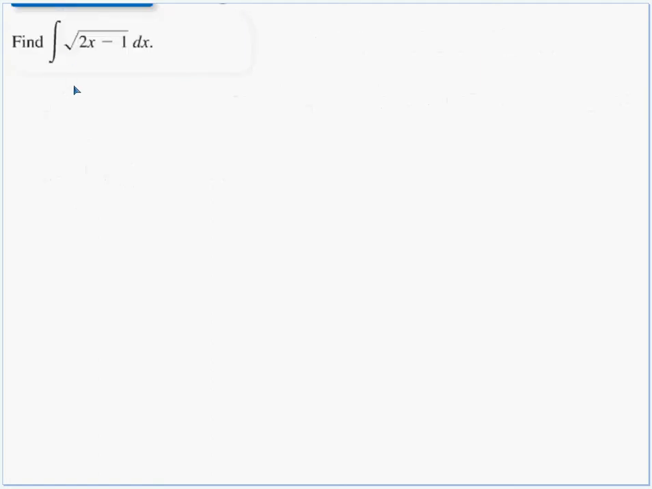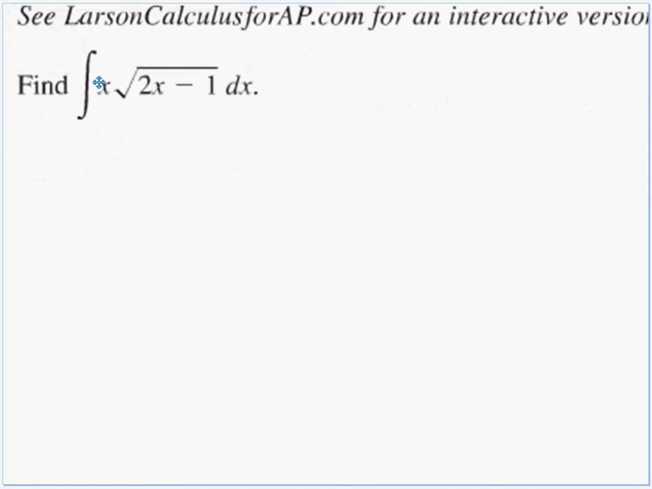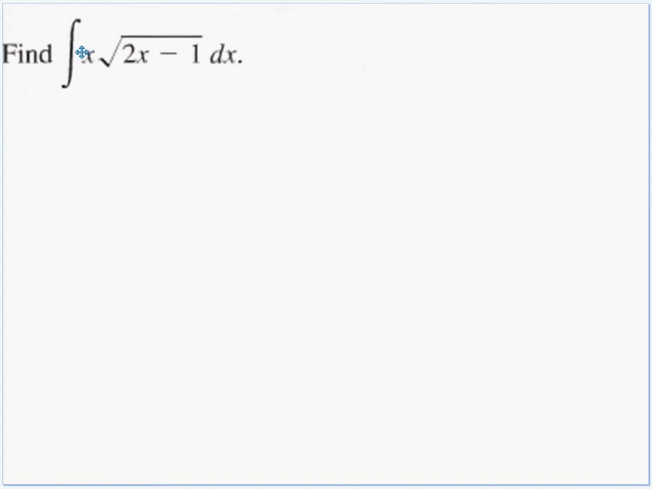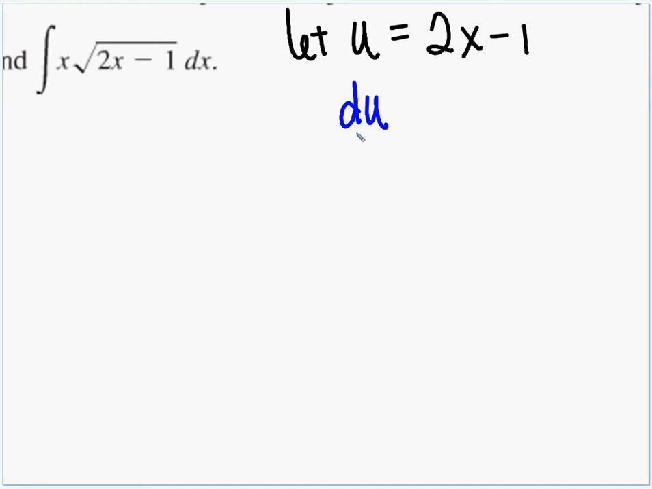Anti-derive radical 2x minus 1, but we have a times x here. So it's going to be kind of similar to the last one, but there is a definite twist to this one. So let's start it like we did the last one. We are going to let u equal 2x minus 1. If I derive that, du dx would be 2. And then I would multiply both sides by the dx, so I've got a 2 dx over here.